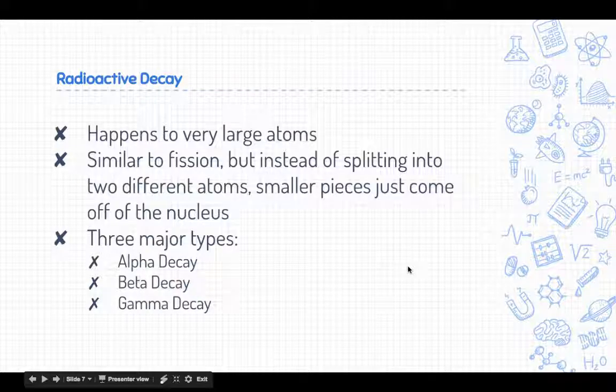We also have radioactive decay, which is kind of similar, but instead of breaking apart into 2 different elements, it'll break apart into a very similar element that's slightly more stable, and then with some extra stuff on the side. So it happens to very large atoms. There are 3 major types of radioactive decay. We have alpha, beta, and gamma decay.